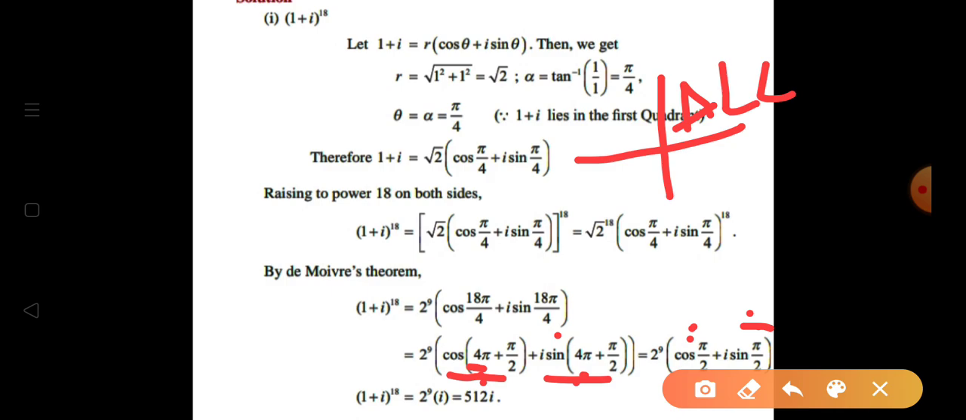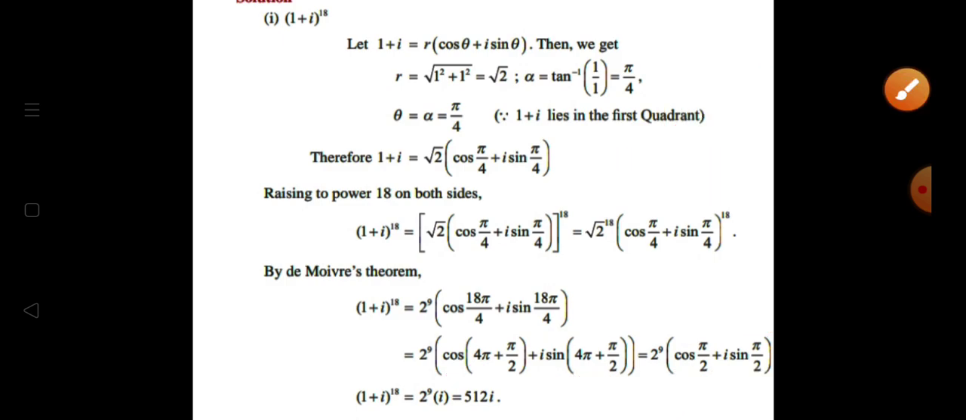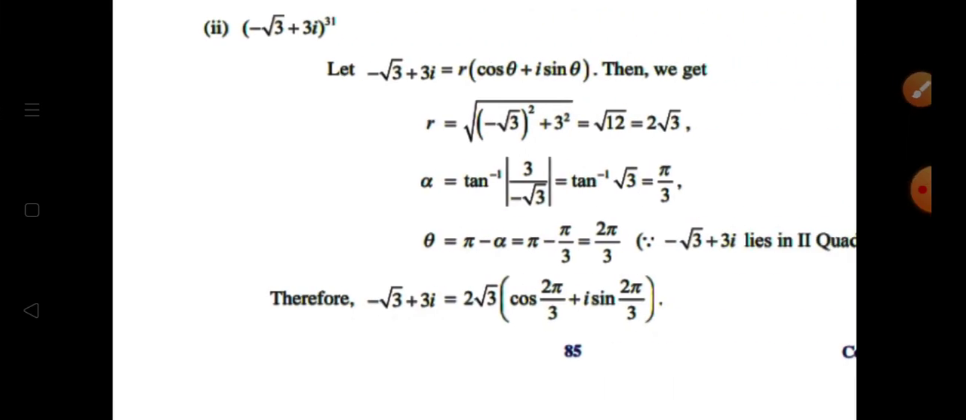Now (1 plus i) whole power 18 is equal to 2 power 9 into cos pi by 2 and sin pi by 2. What are the values? Cos pi by 2 is 0, sin pi by 2 is 1. So 0 plus i, this is equal to i. And 2 power 9 value is 512. So the answer is 512 i. Do you understand? Now we are going to our second sum.